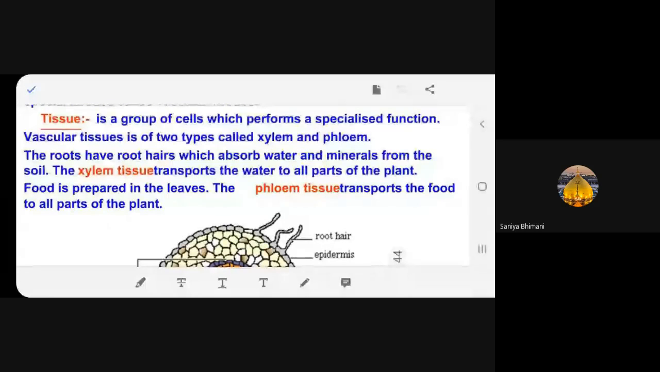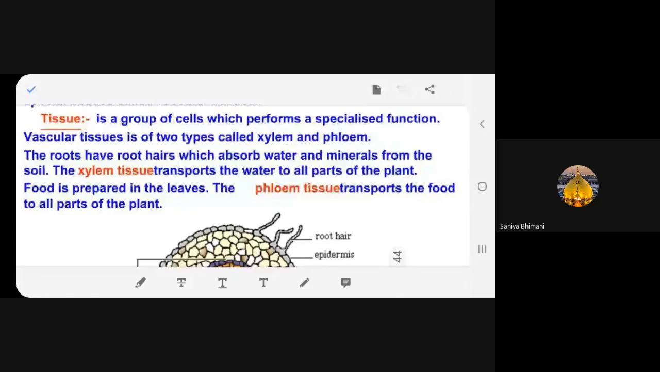How does it make food? What is this mechanism called? To prepare food, what is this process called? Photosynthesis. Exactly. You took a lot of time, beta. Yes, it is photosynthesis. Fine. So one portion is over. Photosynthesis is done. Food is prepared.